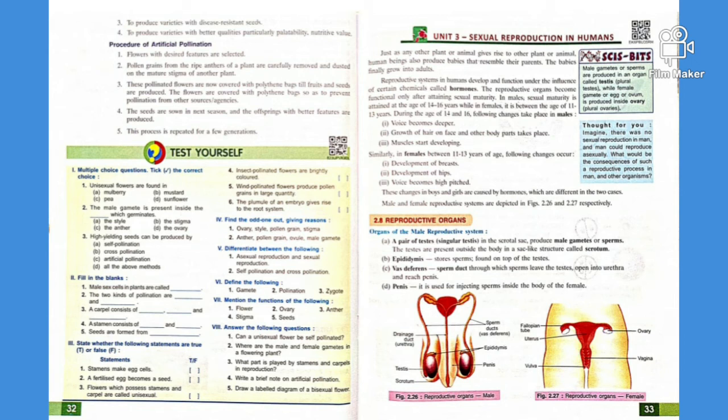Budding. It is similar to grafting. In budding, a single bud instead of a branch is grafted on the stock. For examples, rose, mango, etc.